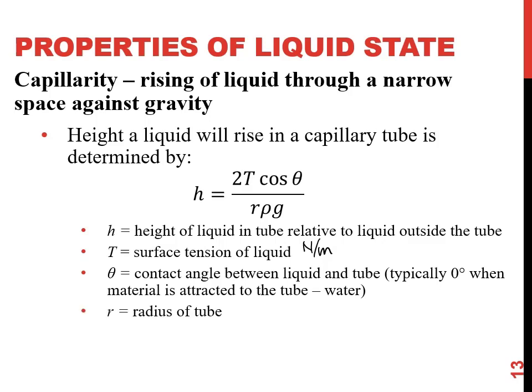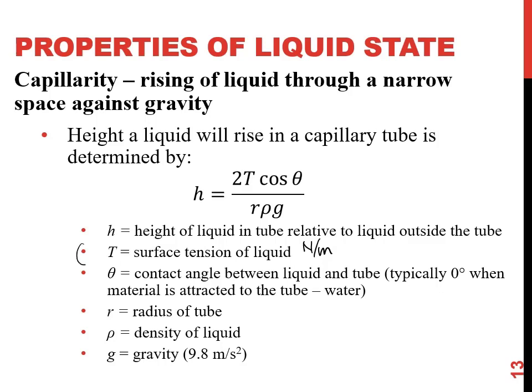R is going to be the radius of the tube that we're dealing with. Rho is going to be the density of our liquid. So once again, it will be liquid specific for us. And G represents gravity, which is equal to 9.8 meters per second. So we can use this calculation to determine how high a liquid will go in a specific capillary tube.